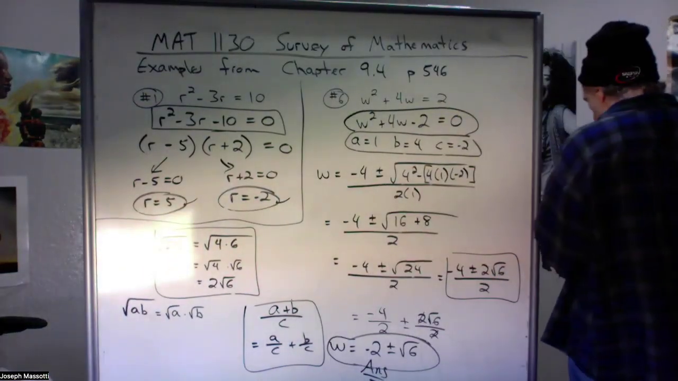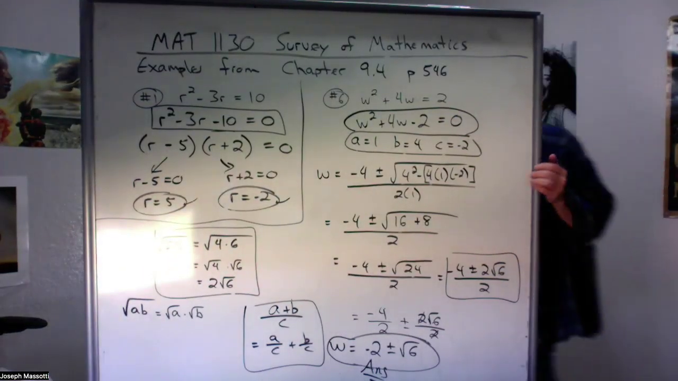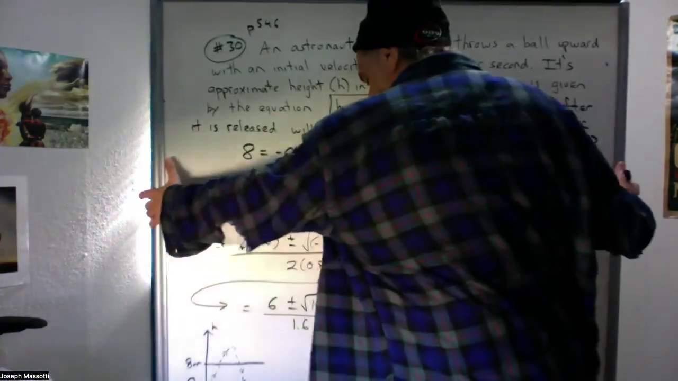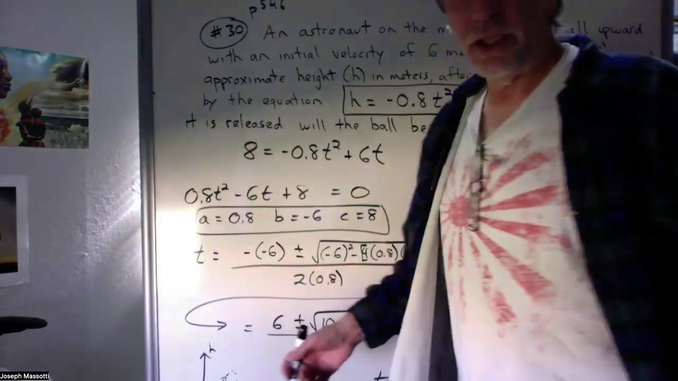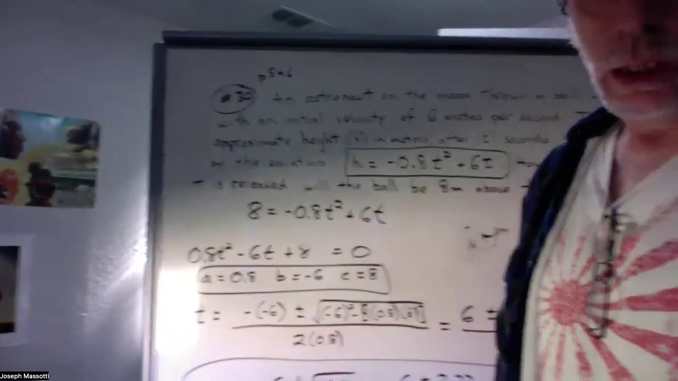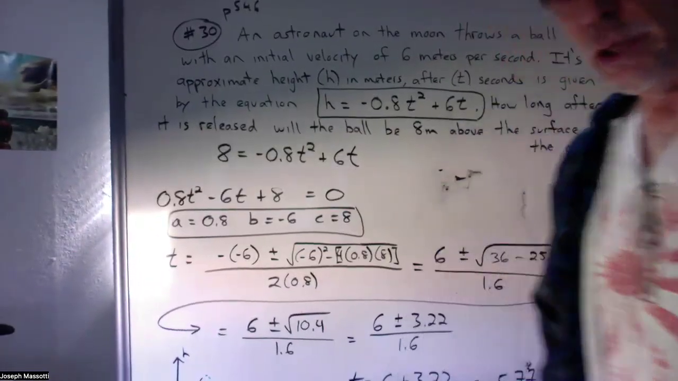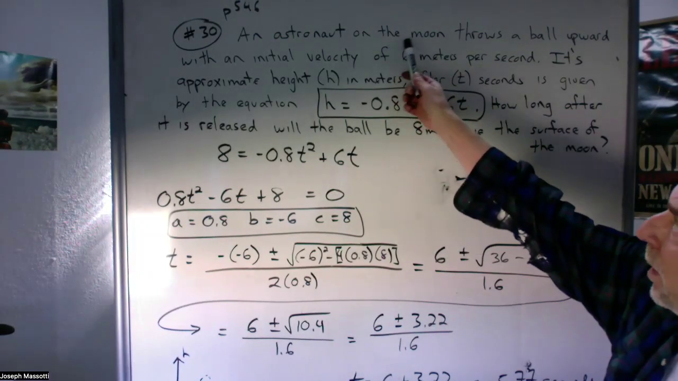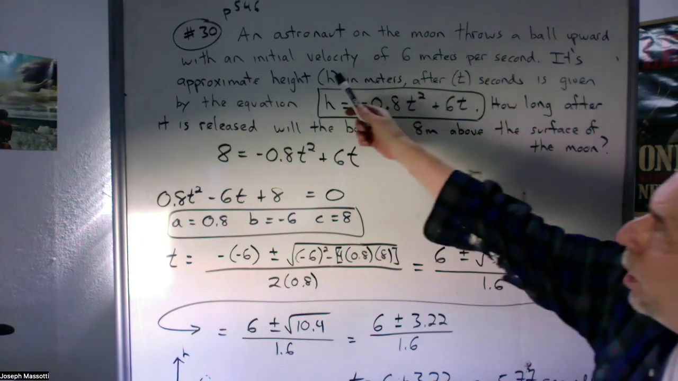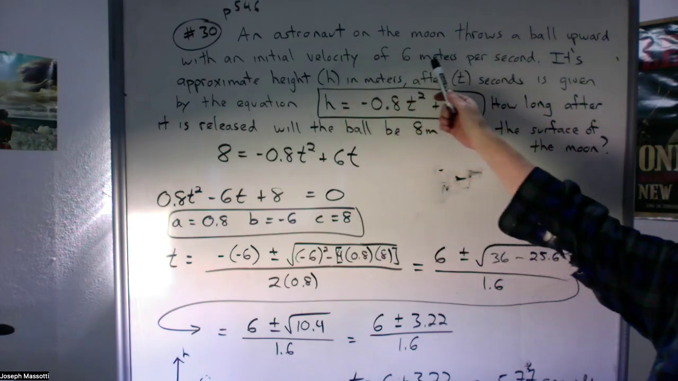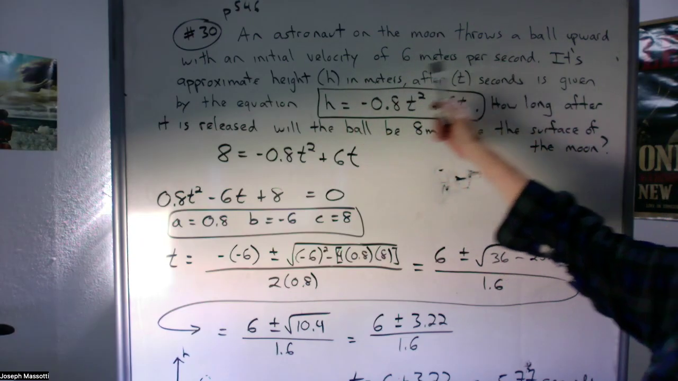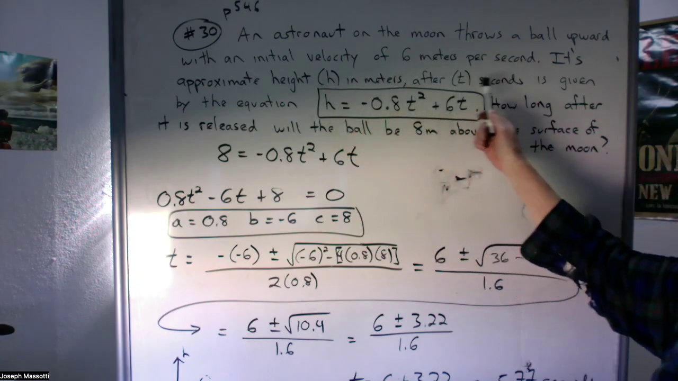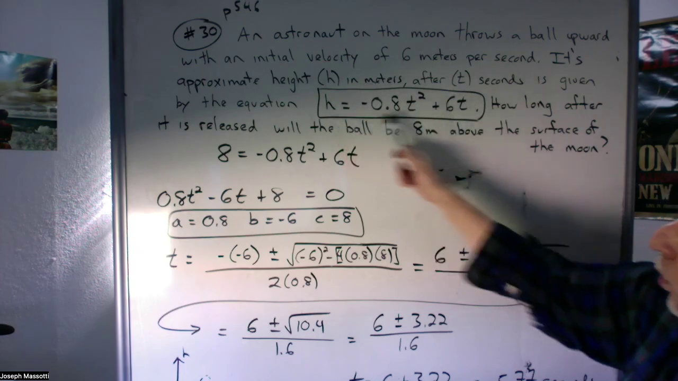All right, let's look at a word problem here. This is number 30 in your book, page 546. And we have a story about an astronaut on the moon who throws a ball upward with an initial velocity of 6 meters per second. Its approximate height, h in meters after t seconds, is given by this equation.